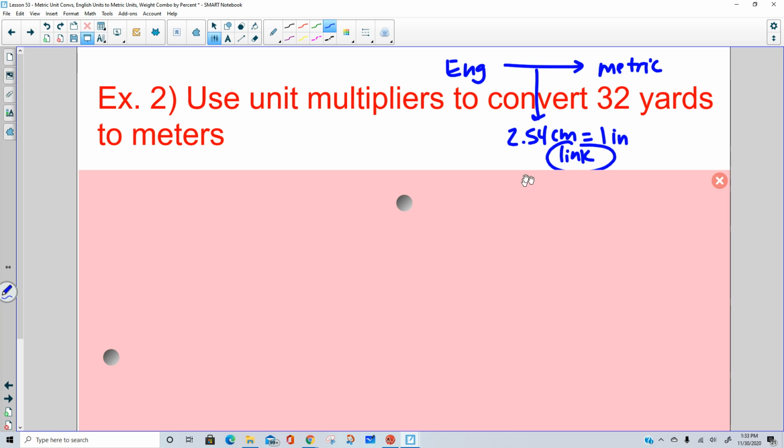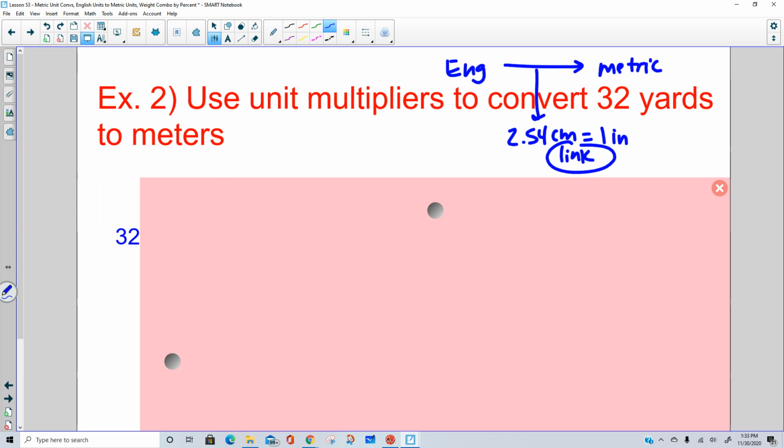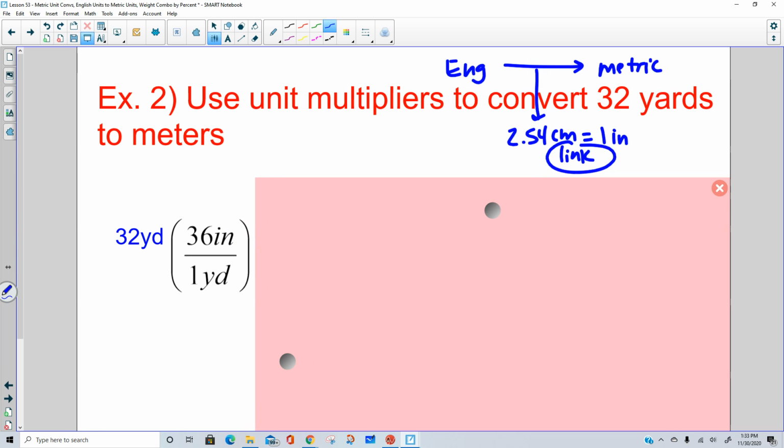I can write it two different ways, but let's see what we have. 32 yards is what we're starting with. I'm going to go like this. So yards to meters, okay, with a side trip in between. I first have to go yards to, look at your link. What's the English unit there? It's inches. So I have to go yards to inches first. Okay, so that's what I'm doing here.